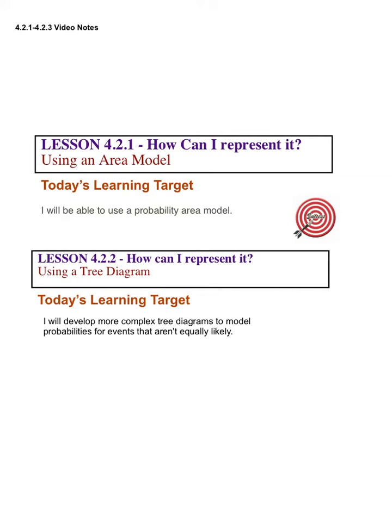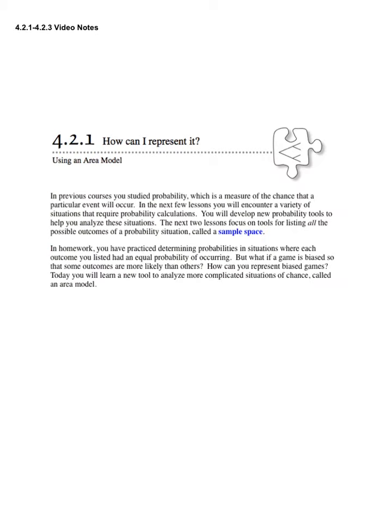In this video, we are going to be looking at two different ways to represent probabilities. One will be an area model, and the other will be a tree diagram. So first, we're going to look at an area model.